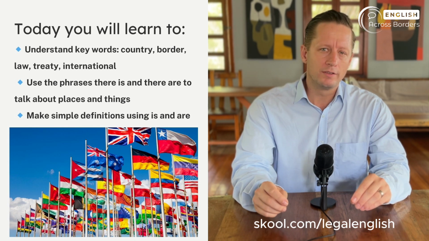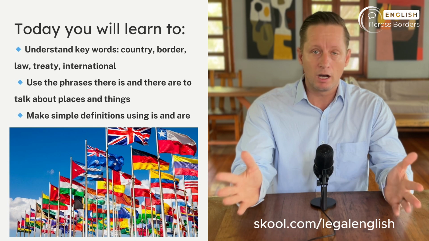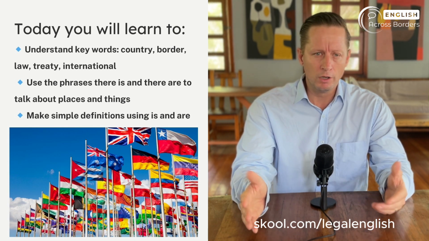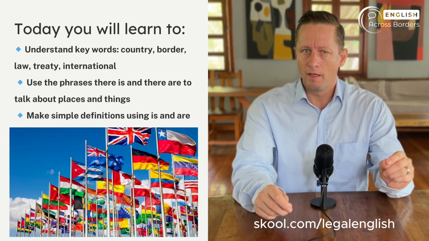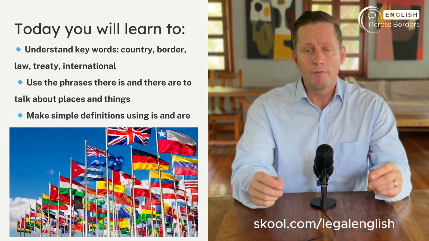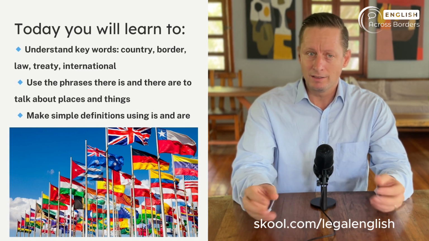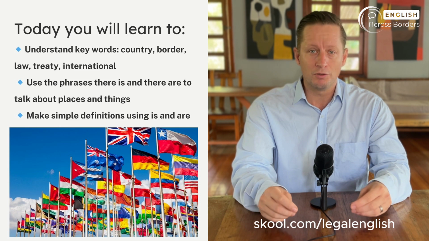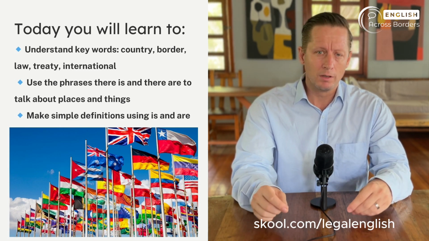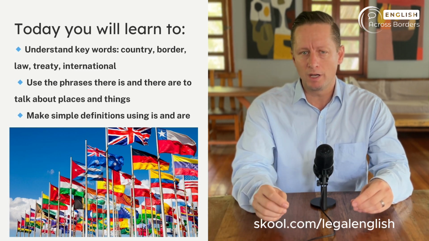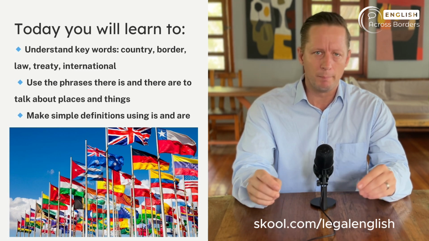Here is what we will learn today. First, we will learn important vocabulary, words like country, border, law, treaty, and international. Then, we will practice using there is and there are, phrases that help us talk about things that exist. Finally, we will make simple definitions using is and are, like a country is a place or borders are lines between countries. This will help you talk clearly about international law basics.